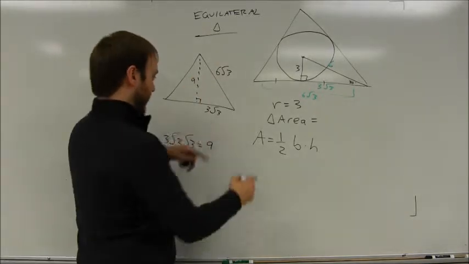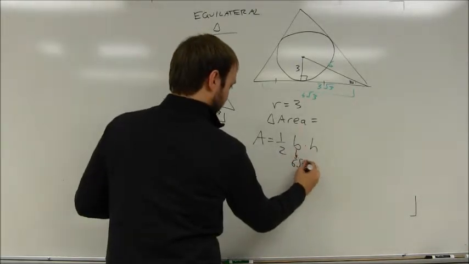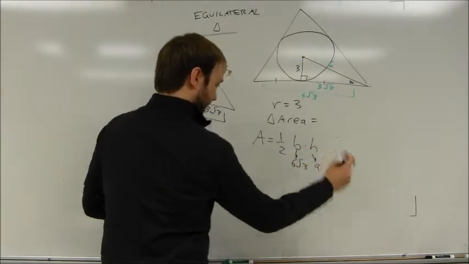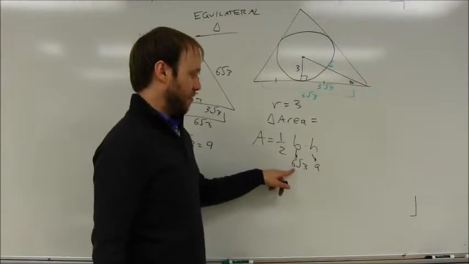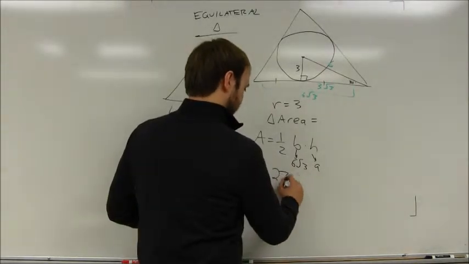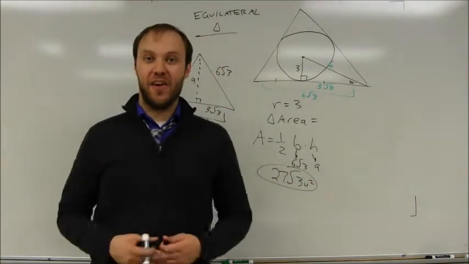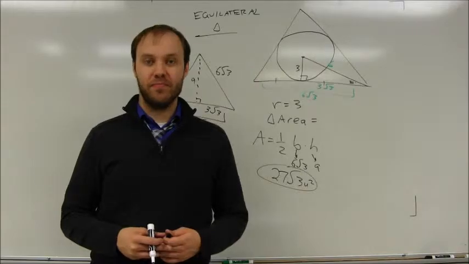So it's half the base. Okay, base is, of course, 6 radical 3 times the height, which is 9. Half of 6 radical 3 is 3 radical 3. 3 radical 3 times 9 is 27 radical 3 square units. And I've now found the area of my equilateral triangle.